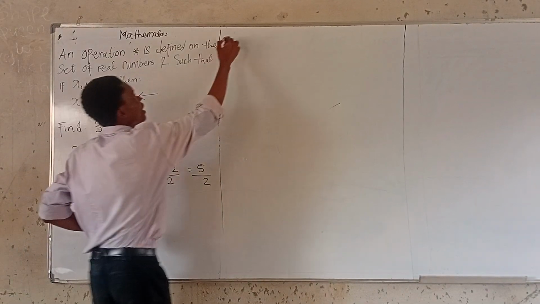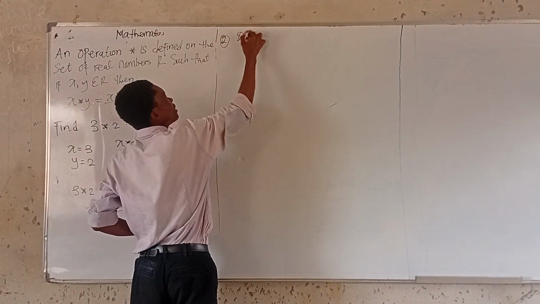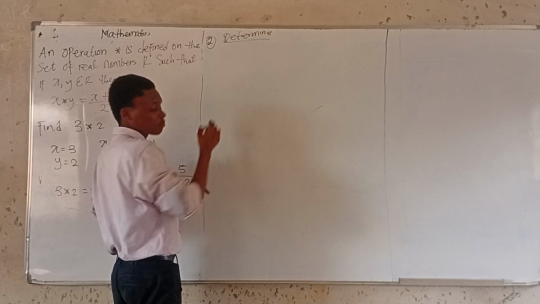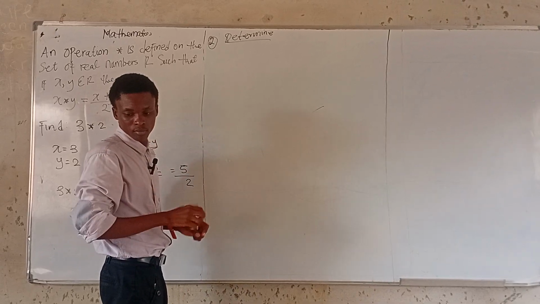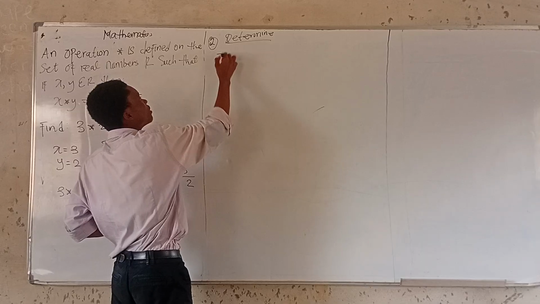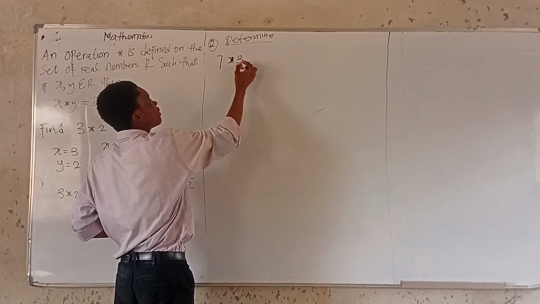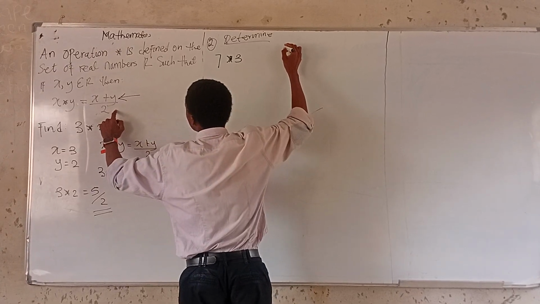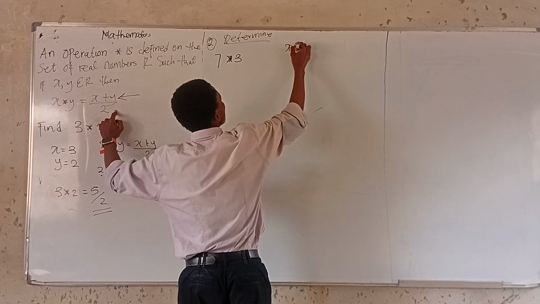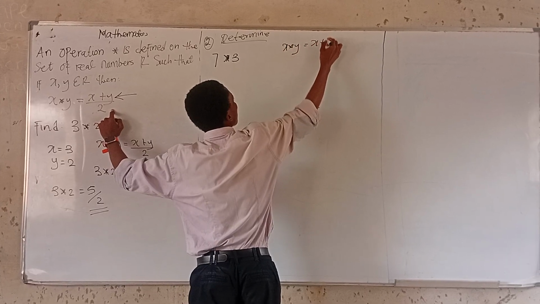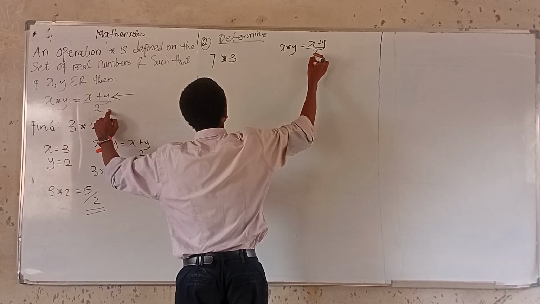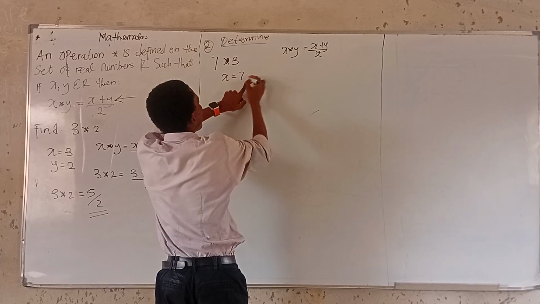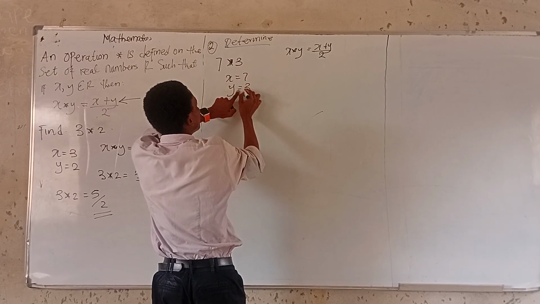And number 2, we are given number 2 here. Determine 7 asterisk 3. Now don't forget the formula that we are given. So we know the formula as what? x asterisk y equals x plus y divided by 2. So we know our x to be equal to 7. We know our y to be equal to 3.